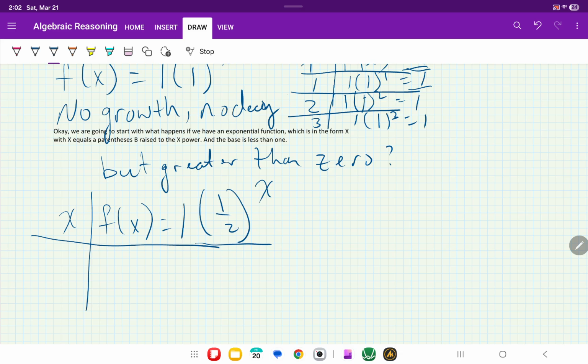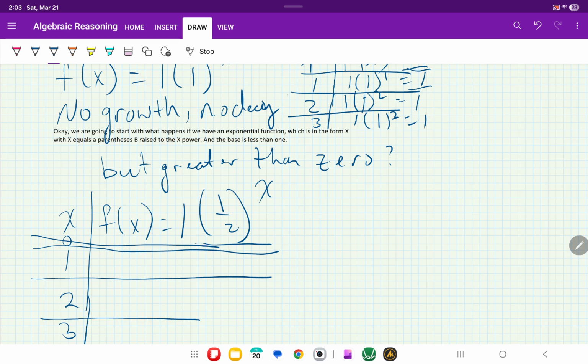So we start out with 1, and then 2, and 3, and I'm going to scooch with 0 up here too. I know I should have left some more space, but that's okay. If I put in 1 times 1/2 raised to the first power, that gives me 1/2. If I take 1 times 1/2 squared, that is 1 times 1/2 times 1/2, which gives me 1/4.